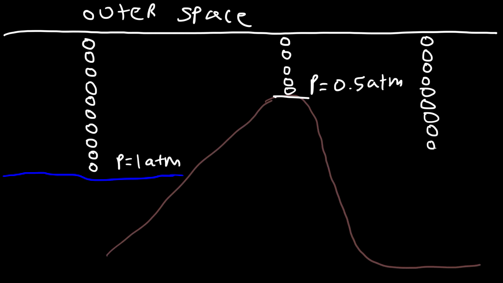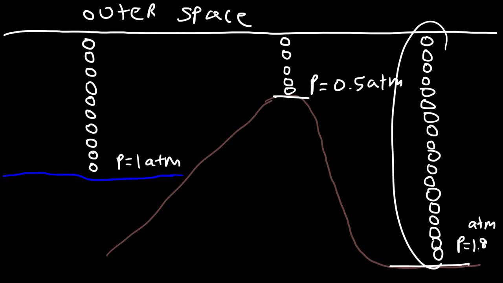I can stack more air molecules. So I counted 18. So the pressure here will be 1.8. Every molecule represents a pressure of 0.1 atm. And that's why the pressure is so much higher below sea level, because there are more air molecules above that point. And so the weight of the air molecules is greater. And if you increase the weight force, you can increase the pressure.